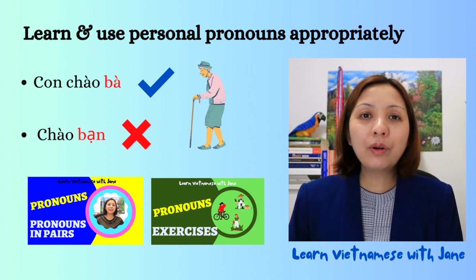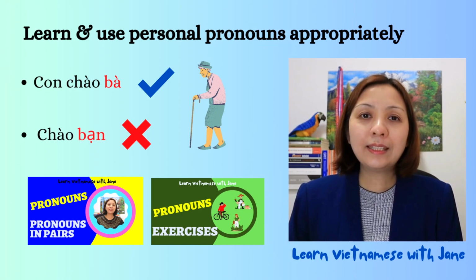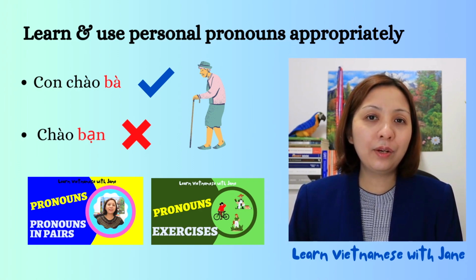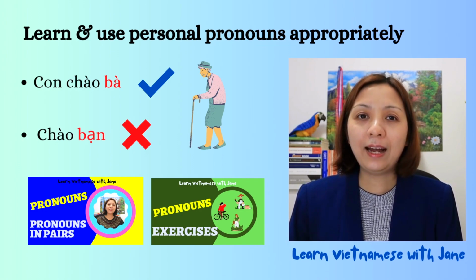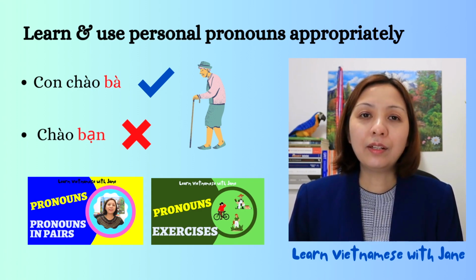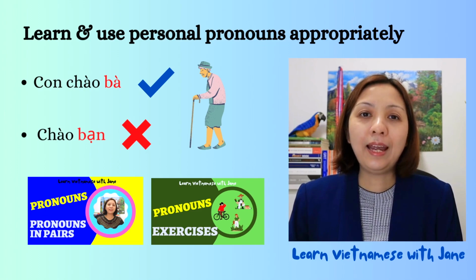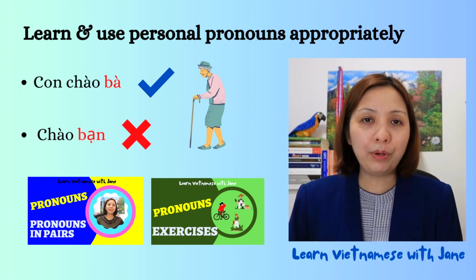Now, if you don't know that personal pronoun, you might say chào bạn, which means hi friend. So she could understand what you say, like she knows that you're trying to say hi. But in this situation, bạn is not an appropriate personal pronoun to use because she's not the same age with you. So again, it is very important to learn how to use personal pronoun appropriately so you can sound like a native speaker.